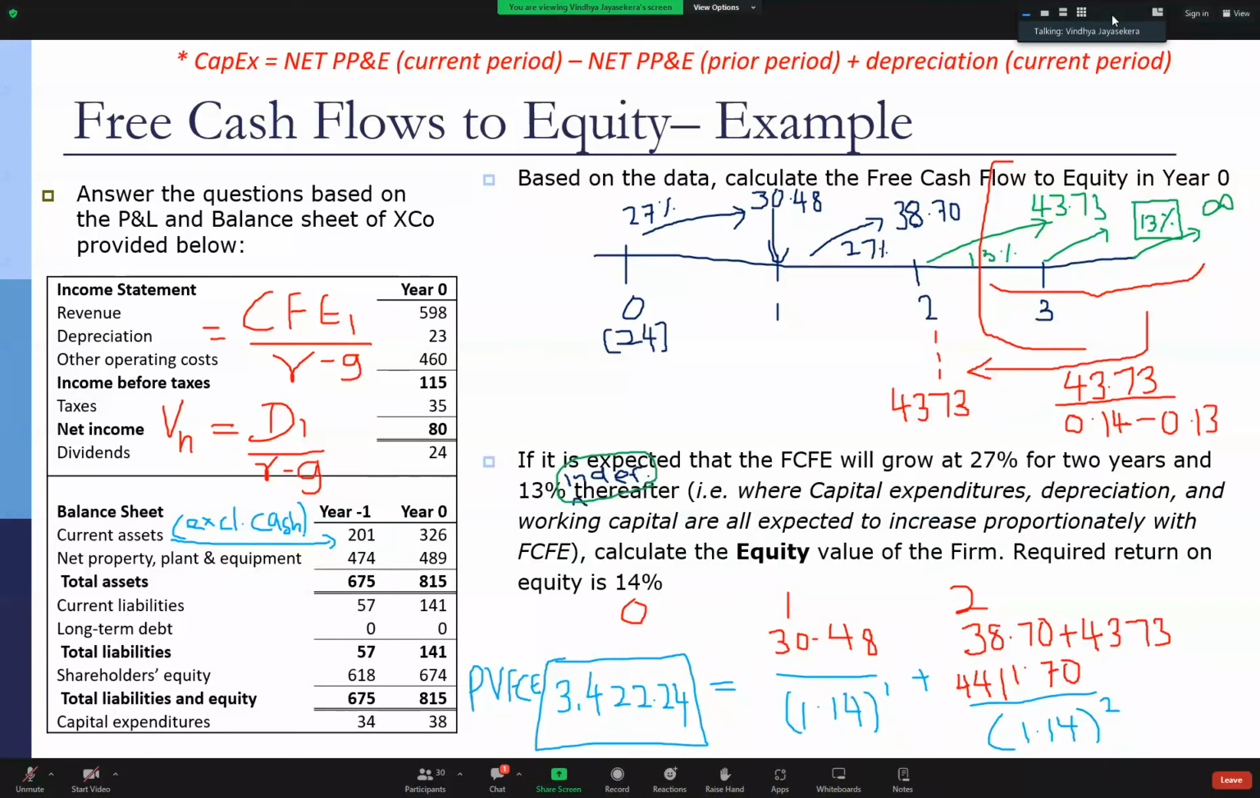And then once we get the free cash flows to equity, this is the value of the company to the equity holders. Once we get the present value of your free cash flows to equity, if cash has been given, today's cash balance we have to add. We have to add that, right? But that's not being given in this sum.